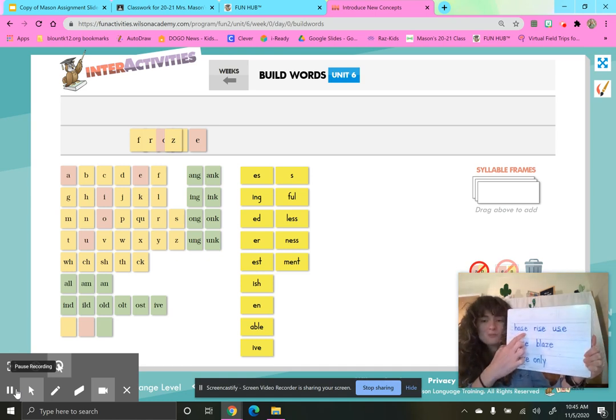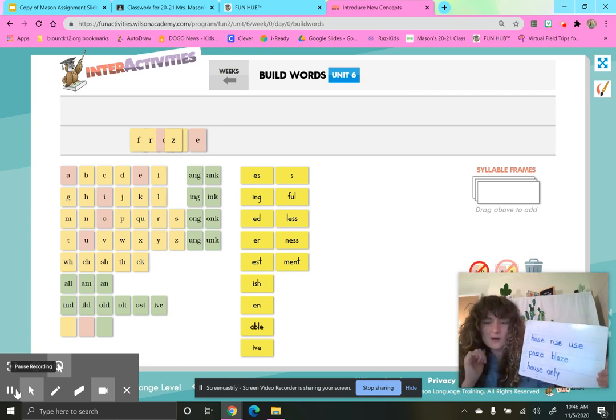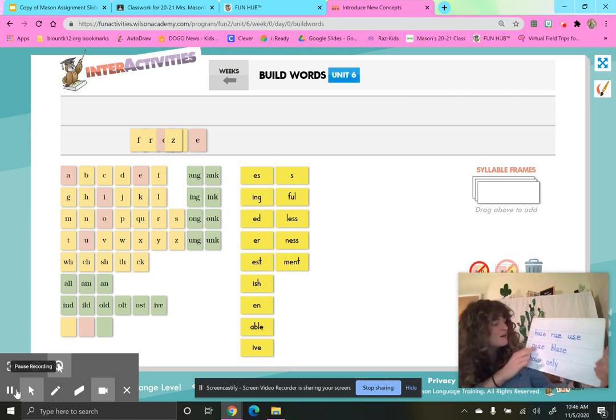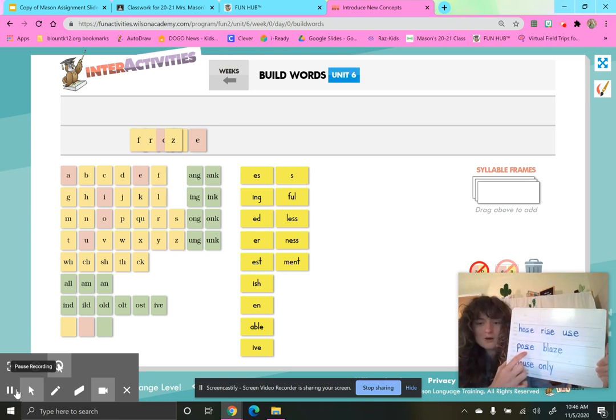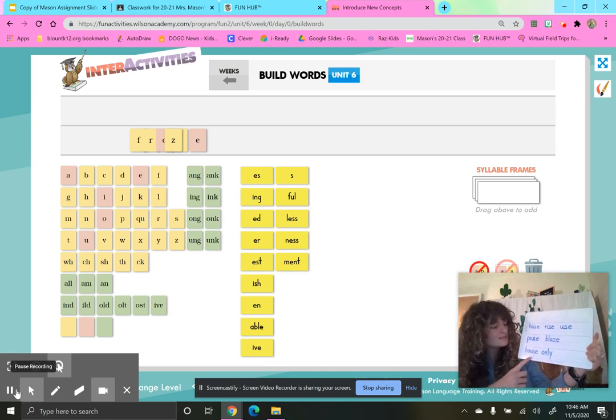And let's read the words that we have on our board. What was our first word? Hose, rise, use. What did the S say in all those words? Z. What is this word? Pose and blaze. And our trick words were house and only.